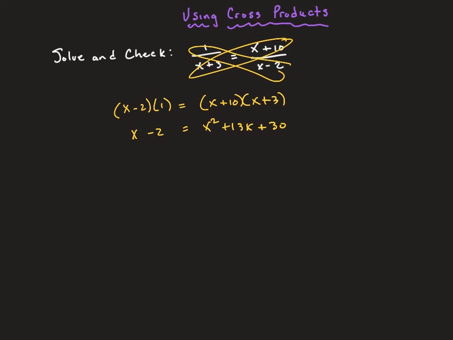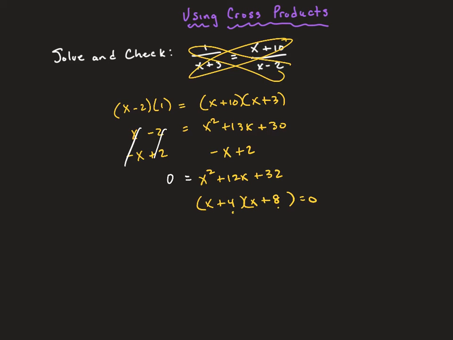I am going to go ahead and move everything over to the other side so I can use the 0 product property to solve. So minus x plus 2, and these will cancel out, making that equal to 0. And then I'm going to have x squared plus 12x plus 32. And so using my 0 product property, I'm able to factor that. And that should be x plus 4 times x plus 8, because 4 plus 8 adds up to 12, and 4 times 8 multiplies to 32. So that's how I figured that one out.